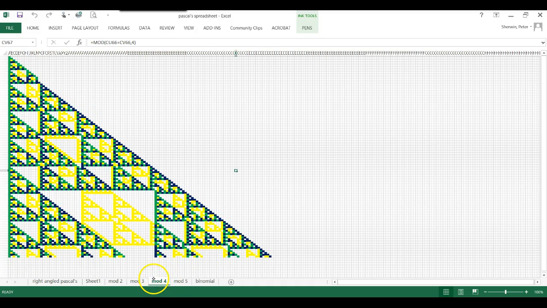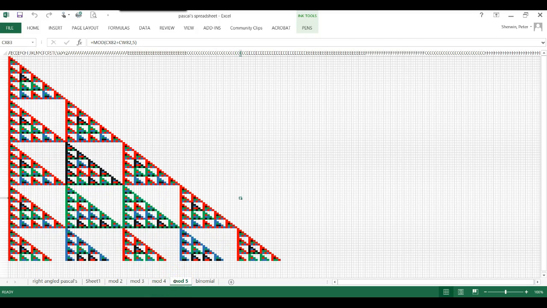If we do the same with mod 4 and mod 5, we get more and more pretty patterns, all based around Sierpinski's triangle, and, if you like, the patterns that shoot off that.